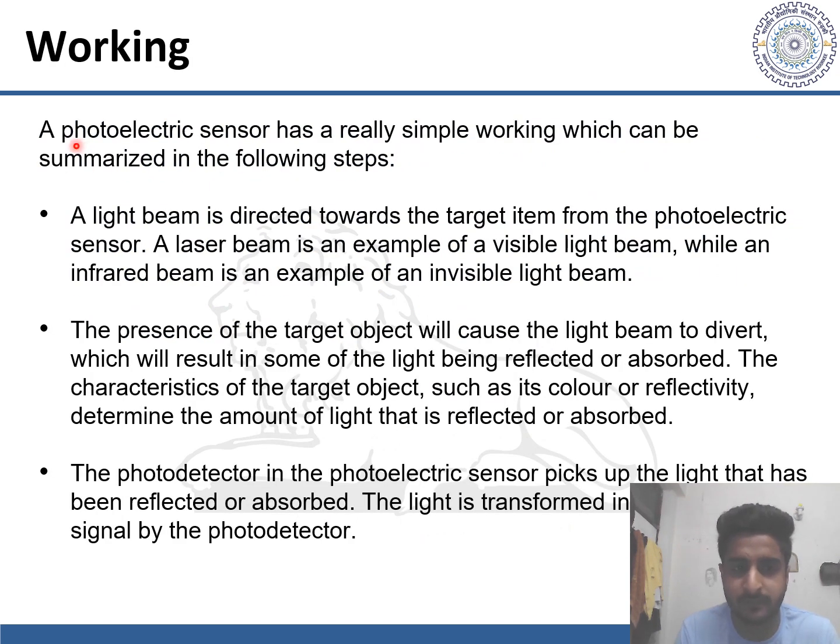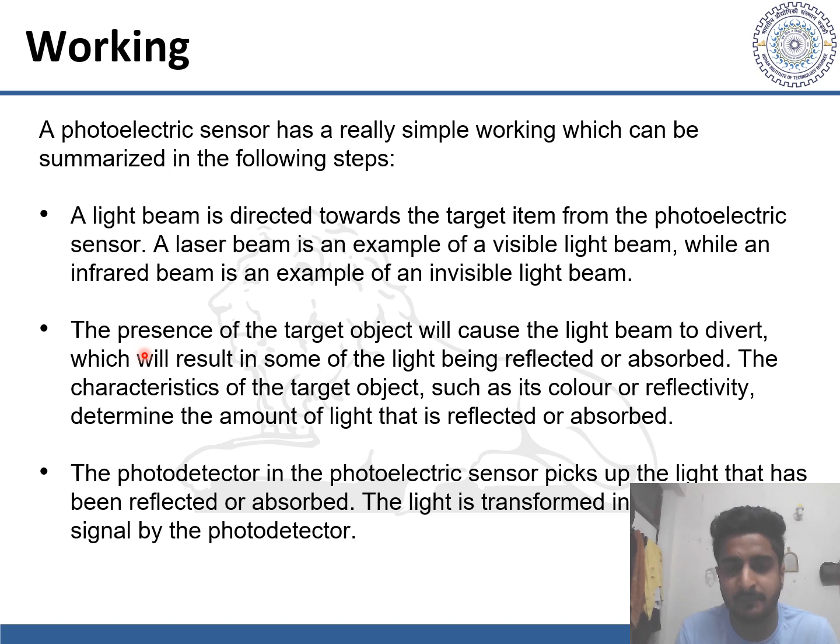Now I will talk about the working of the photoelectric sensor, which is very simple and can be summarized in a few steps. First, a light beam is directed towards the target item from the photoelectric sensor. The light beam can be a laser beam, which is an example of a visible light beam, as well as an infrared beam, which is an example of an invisible light beam that we cannot see with our human eyes.